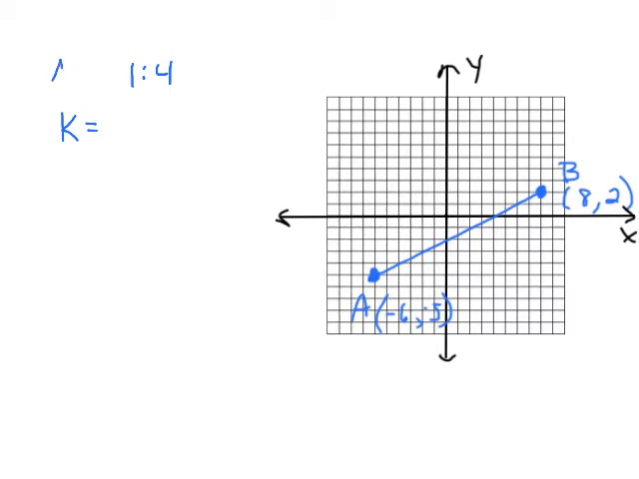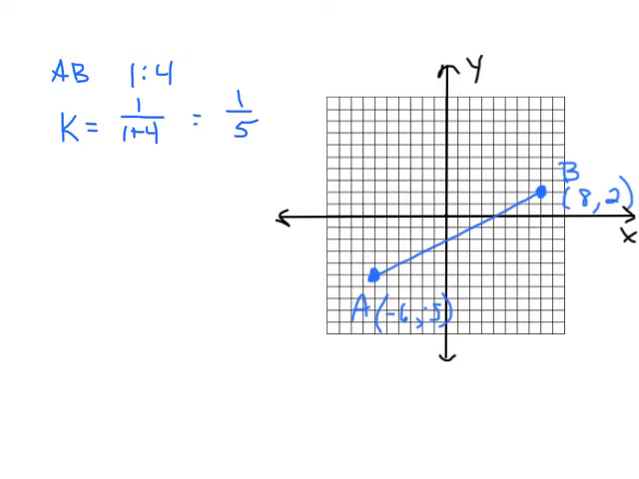If I want to divide line segment AB in 1 to 4, A is my starting point, and my scale factor is going to be the first value over the sum of the two. So it's really 1/5. I want to find a point that is 1/5 the distance from A to B. So I start at A, and I only want to go 1/5 the distance away. So here's how we do that.